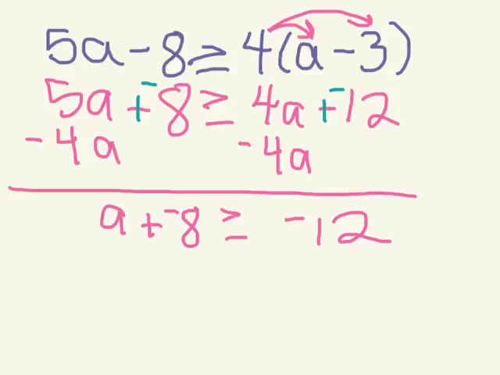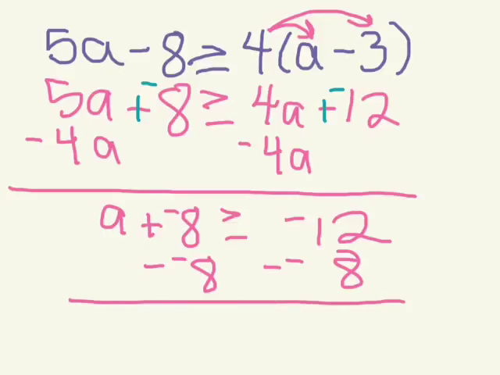Okay, so I'm almost there. I have a plus negative 8, and I need to undo plus negative 8. So what's the inverse of adding negative 8? Well, it's subtracting negative 8. So I'm going to subtract negative 8 from both sides. And we know that subtracting negative 8 is the same as adding 8. And so I get a is greater than or equal to negative 4.